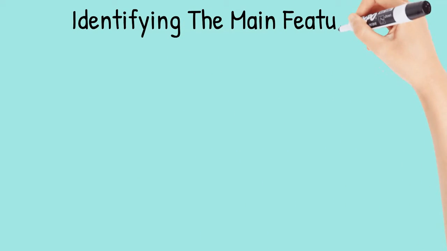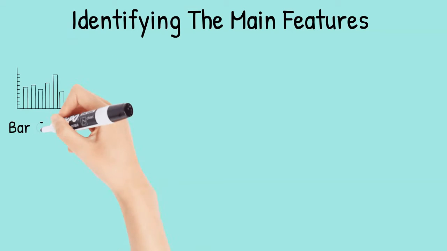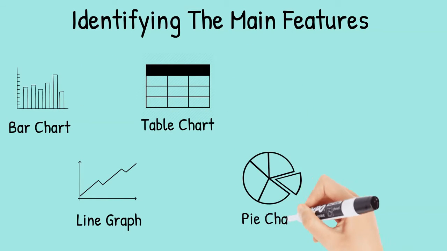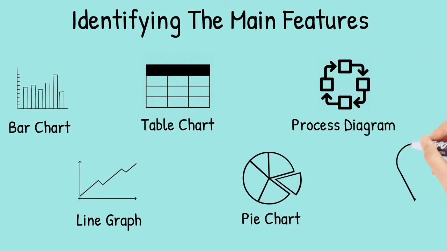Now, how do we work on identifying the main features? Here are some checklists to help you identify the main features of the different types of IELTS Academic Writing Task 1 questions. The 7 question types are bar chart, line graph, table chart, pie chart, process diagram, maps, and multiple graphs. The various types of graphs and charts are not especially difficult to interpret.